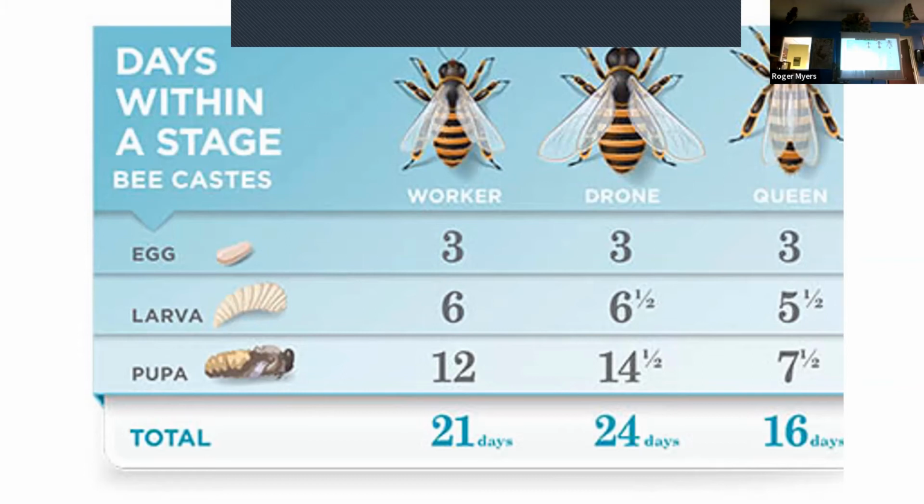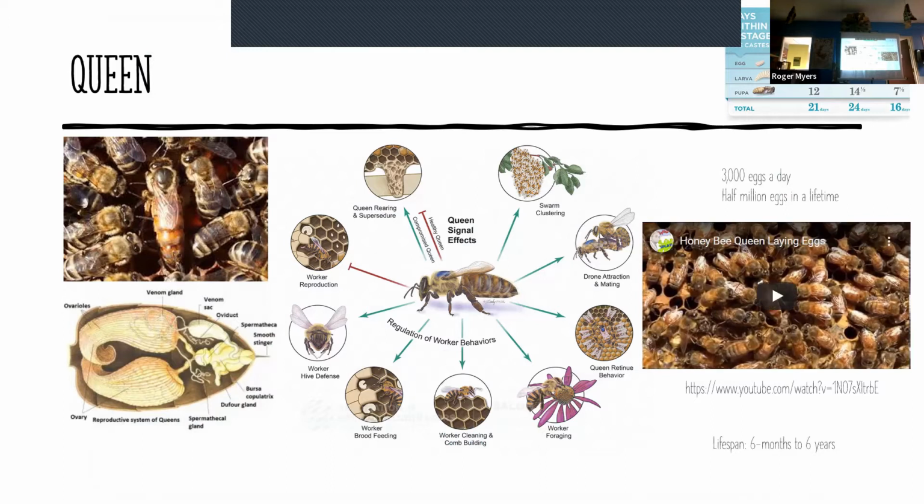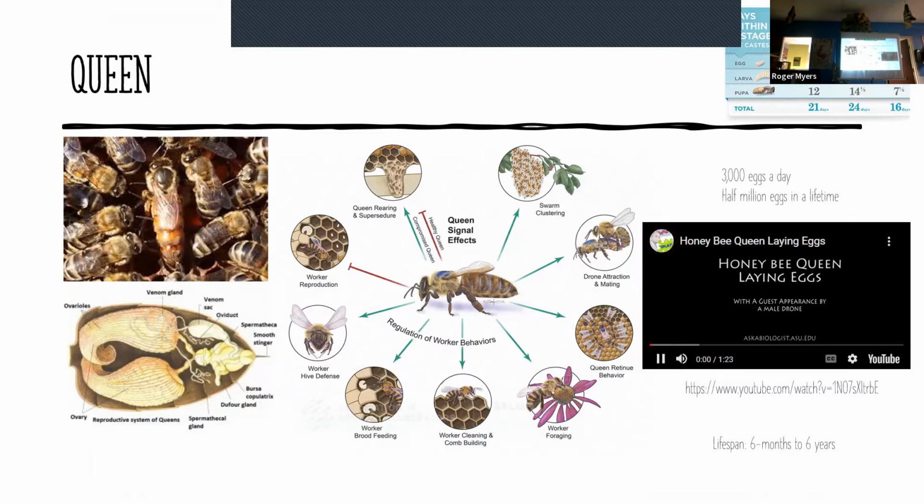Again, you'll see though that drones take the longest to develop. And again, remember, that's important for our mite control. So let's talk about each one of these different types of bees. We'll start off with the queen.